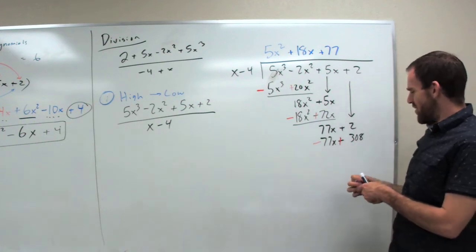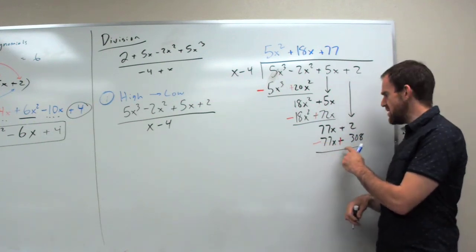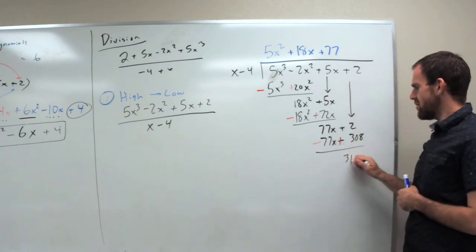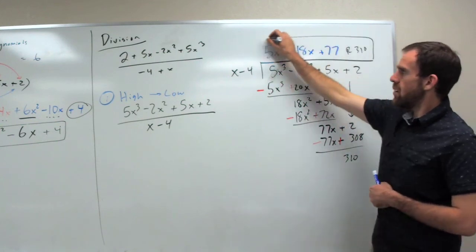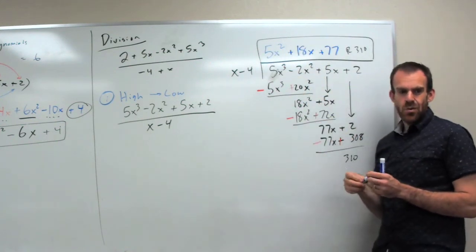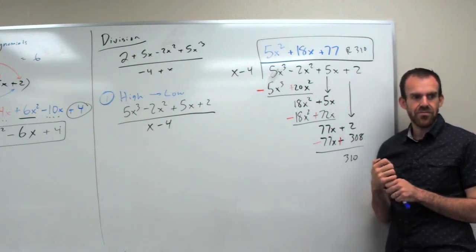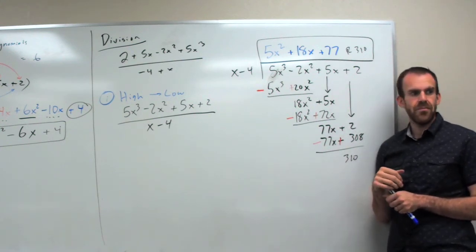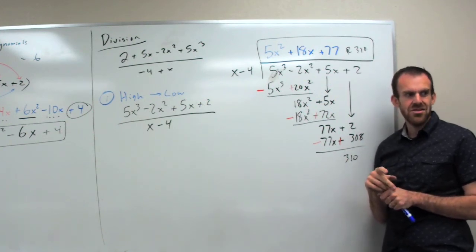All right, so now we are going to subtract. 77 minus 77? 0. 2 plus 308? 310. So you have a remainder of 310. That's a lot. So that is one problem of polynomial division. That's terrible. Now, we're not done yet, because you have to check your work.